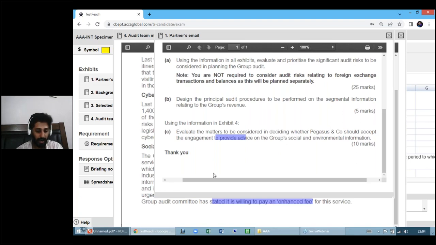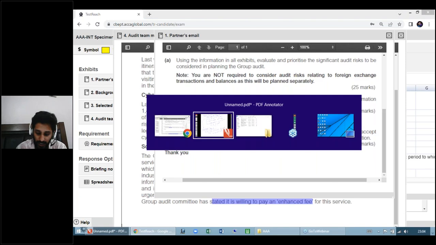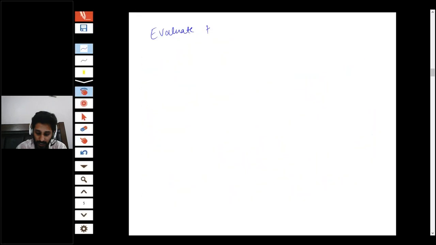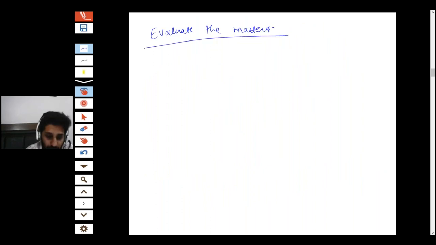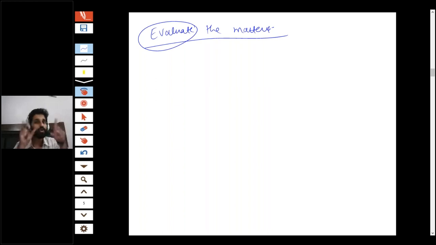And when you are supposed to write the evaluation, evaluate the matters. When you are supposed to write down the evaluation of the matters, when I will be writing this way, you should click this, okay, so that there will be the saved file for you. Evaluate. You should write the matter.